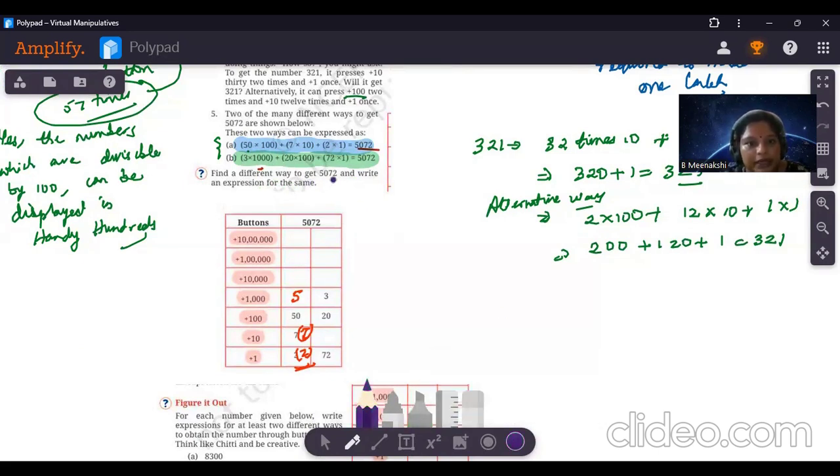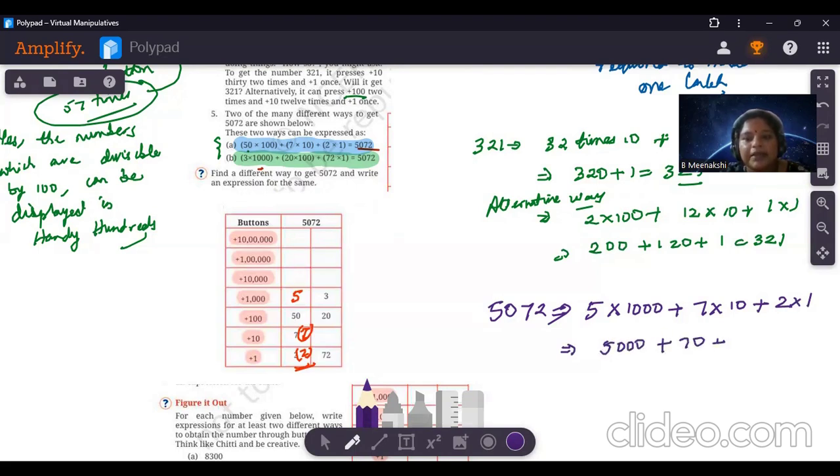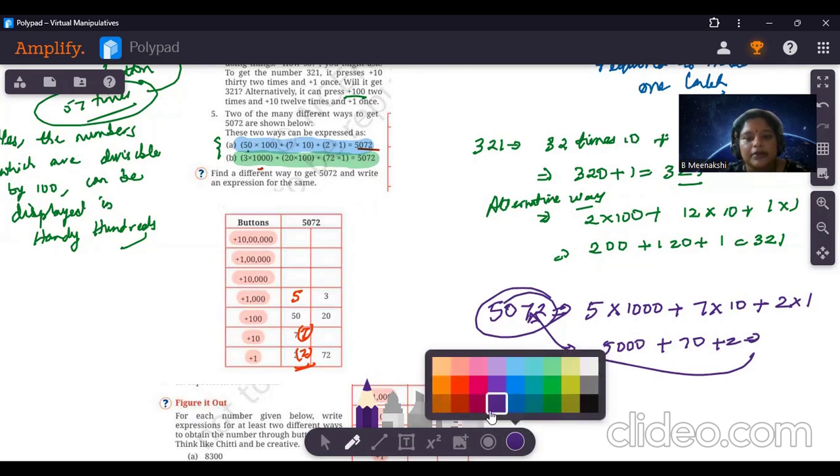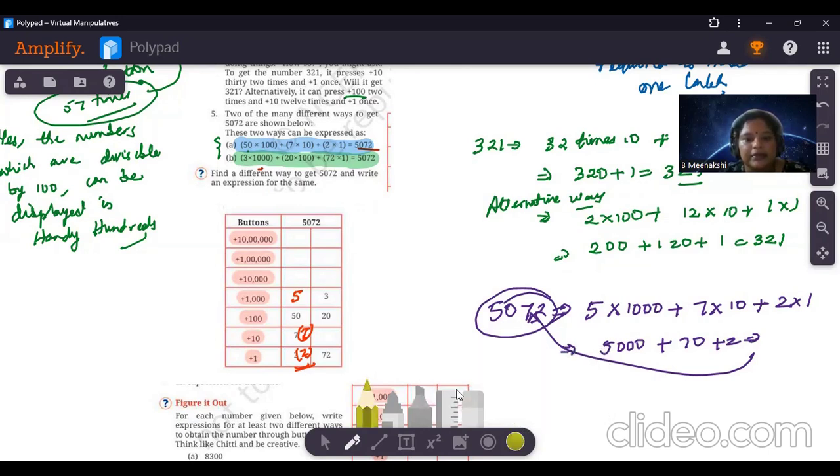Find a different way to get 5072 and write an expression for the same. So they have asked us to find out the third way. Very simple. 5 into 1000 plus 7 into 10 plus 2 into 1. This will give you 5000 plus 70 plus 2, which is nothing but 5072. This is the third way of representing.